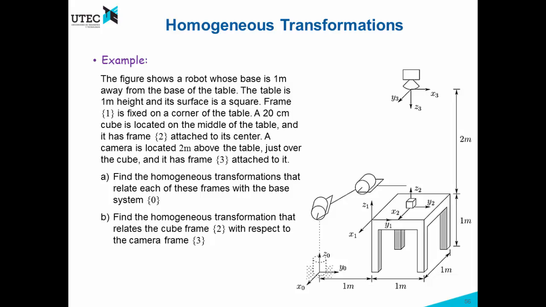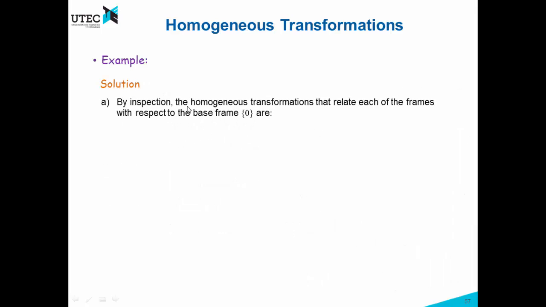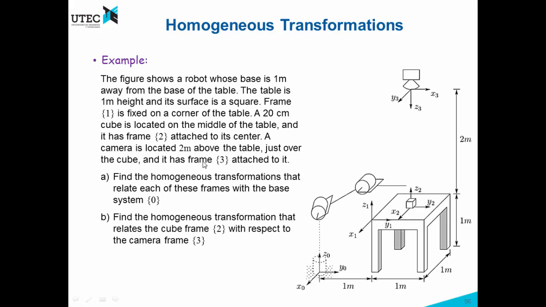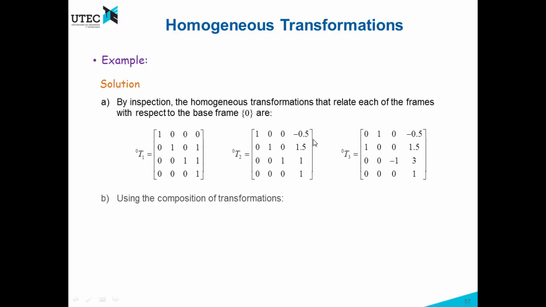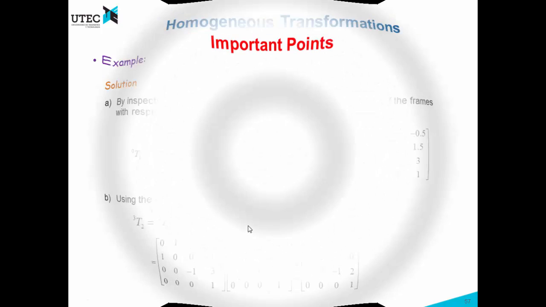Now, as a last example, we have here a table, a robot, an object, a camera, and we have some frames attached to these objects, and we have to find some transformations. So you can just read this example, and the solution at the end is this one. By inspection, we can find these homogeneous transformations that relate each of the frames with respect to the other ones. So this is the rotation and this is the translation. You can easily verify this because here almost everything is 1 meter, 2 meters. So it's easy to verify that. And then you can find the multiplications and use the composition of transformations and find the result.